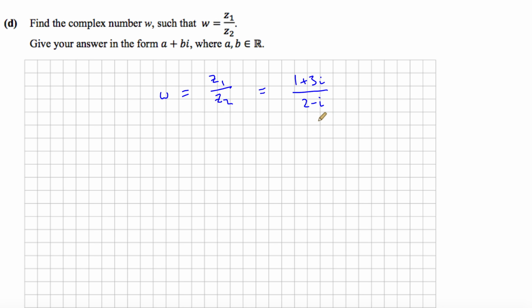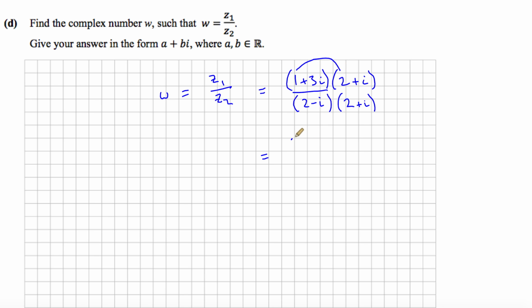Okay, so when we're dividing complex numbers, what we must do is multiply top and bottom of the fraction by the conjugate of the bottom. So the conjugate of the denominator, 2 minus i, is 2 plus i. You change the sign of the imaginary part. Whatever we multiply the bottom of a fraction by, we must do the same on top. So you've got to multiply the top by 2 plus i as well. So we're going to multiply out the top and bottom of this fraction.